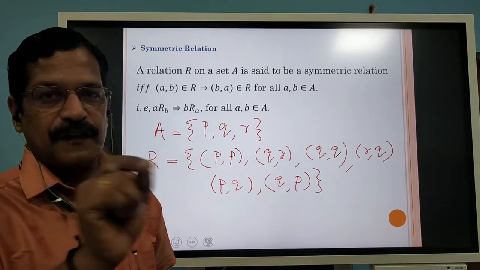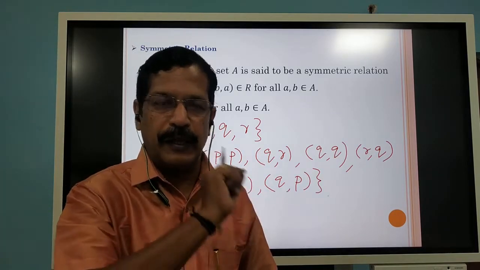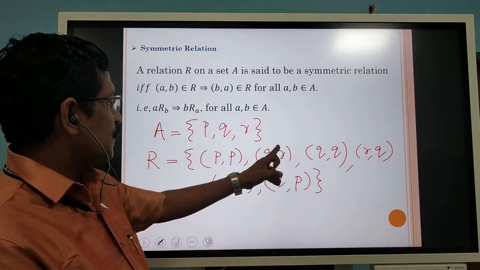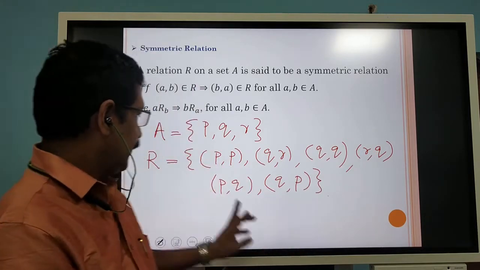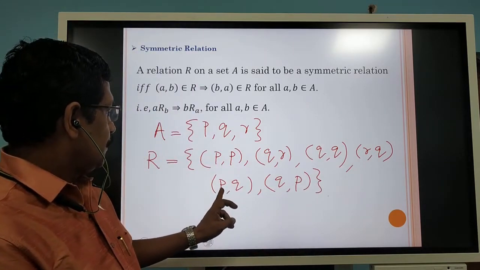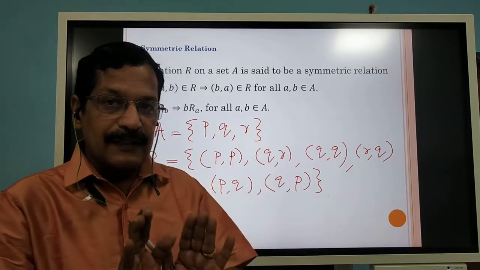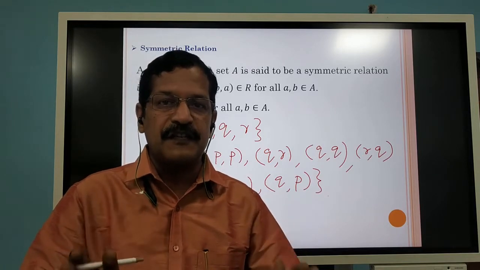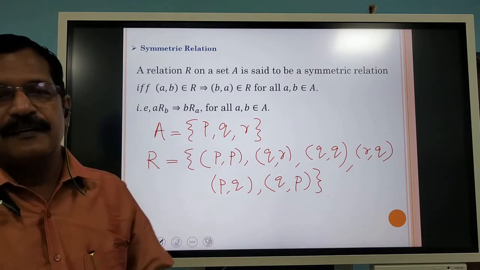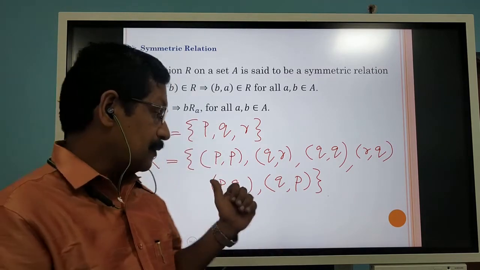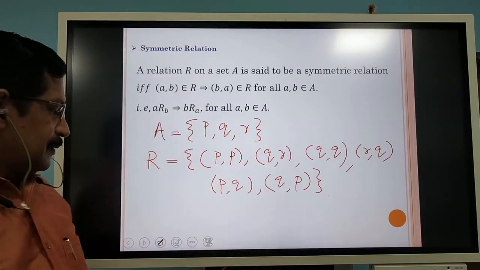Now to check whether it is symmetric. Symmetric means if a is related to b, then b should be related to a. Of course, Q is related to R, and R is related to Q. Agreed. P is related to Q, and Q is related to P. Okay. So the condition for symmetry is true here. Hence, this relation R is a symmetric relation. This is not reflexive, but it is symmetric.